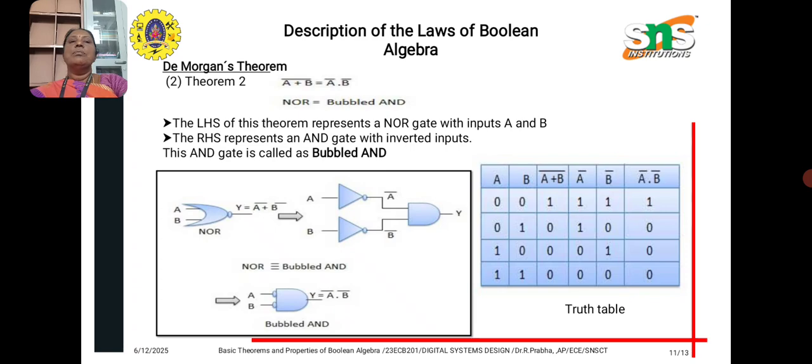And next, theorem 2 is a plus b the whole bar is equal to a bar dot b bar. That means the complement of the addition of a and b is equal to the product of the complements of the individual variables, that is a plus b the whole bar is equal to a bar dot b bar. So these two are De Morgan's laws, which are important laws in Boolean algebra.